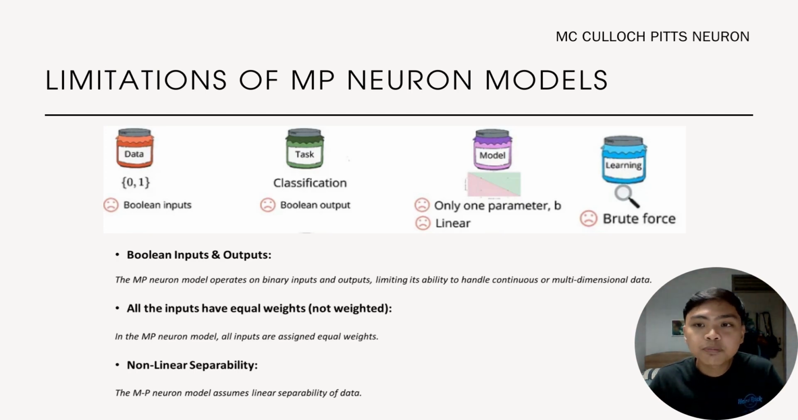Now, despite the limitations mentioned, the MP neuron model served as a foundation for future advancement in neural networks. More advanced models such as the perceptrons mentioned previously are the foundation for neural network learning such as the multi-layer perceptrons, MLPs, and convolutional neural networks, CNNs, to address these limitations. MLPs can handle non-Boolean inputs, assign different weights to inputs, and capture non-linear relationships.